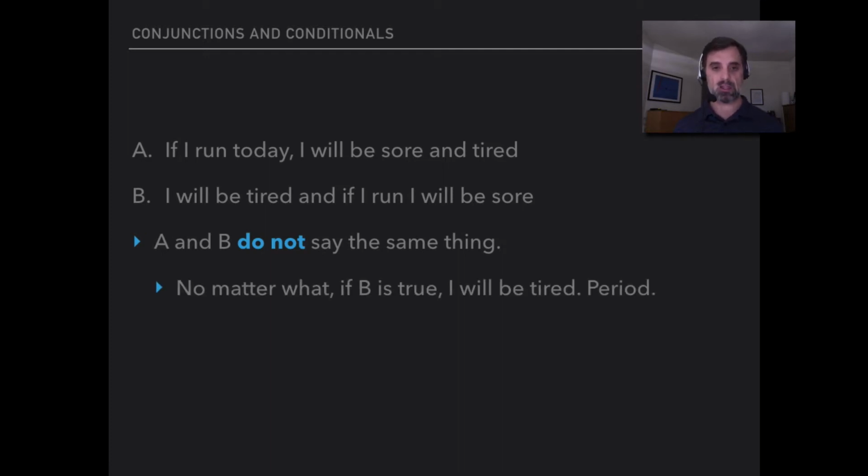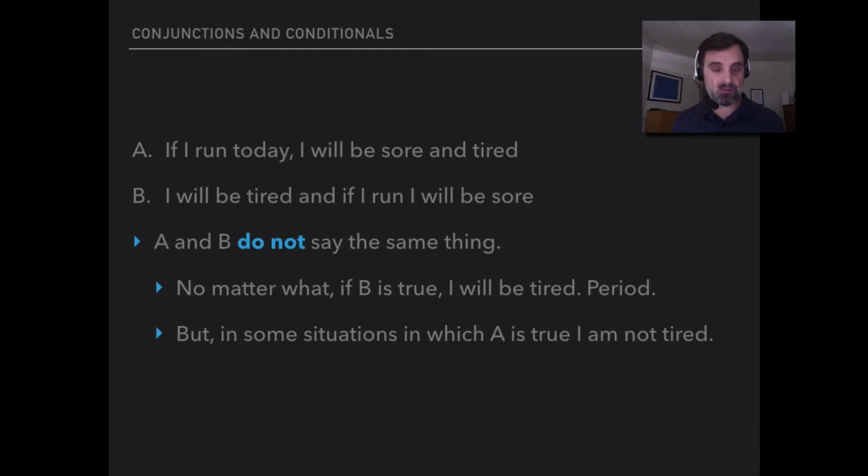B says, no matter what, if B is true, I will be tired. It's a conjunction. It says, I will be tired, and then also, if I run, I will be sore. So whether or not I run, I will be tired. And then if I choose to run, also I'll be sore. That's what B says. A doesn't tell you that you'll be tired no matter what. It just says, if I run, I'll be sore and tired. But will I be tired if I don't run? Who knows? Maybe, maybe not. So they say different things.